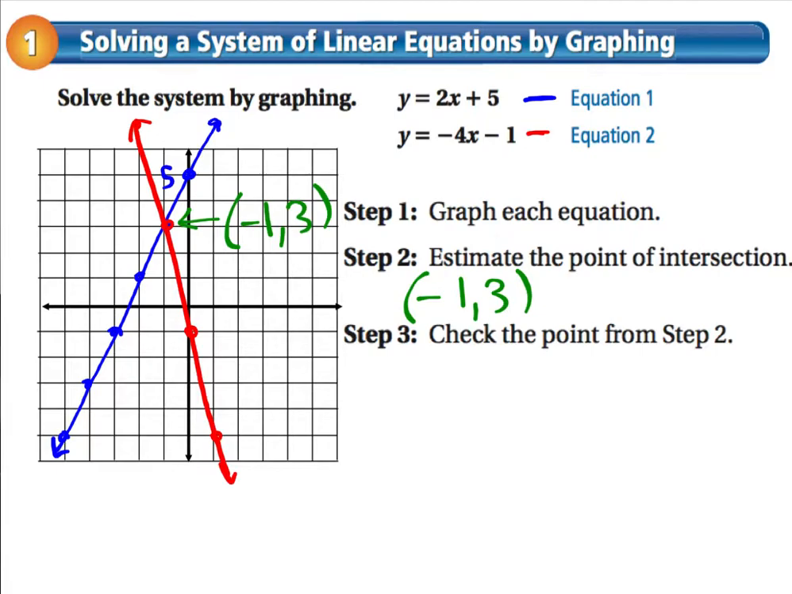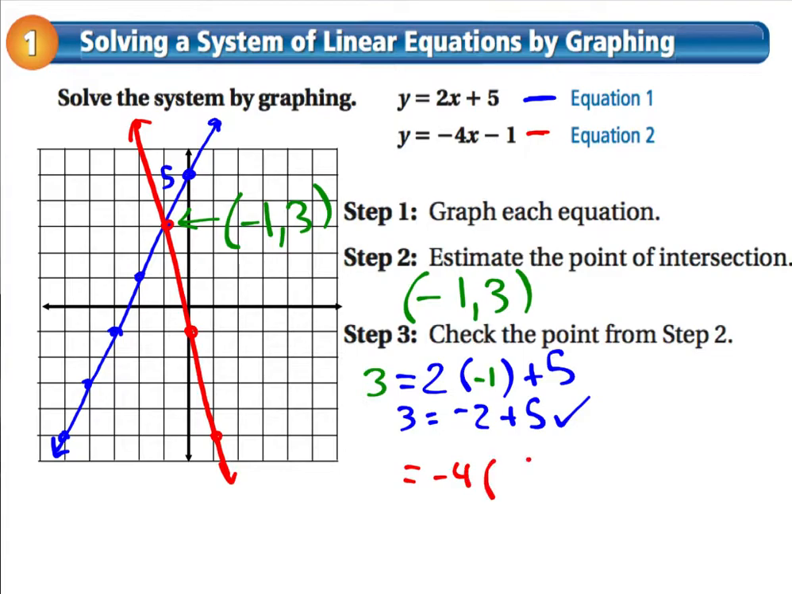So y equals 2x plus 5. I'm going to plug in the point negative 1, 3 and see if it works. This is 3 equals negative 2 plus 5. That is true. Let's try it in the other equation. y equals negative 4x minus 1, and plugging in the point negative 1, 3 for x and y. This will give us 3 equals 4 minus 1, and that is also true.